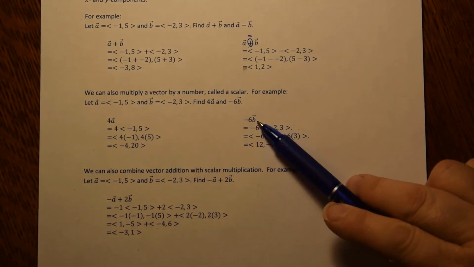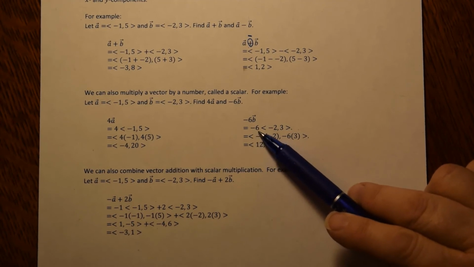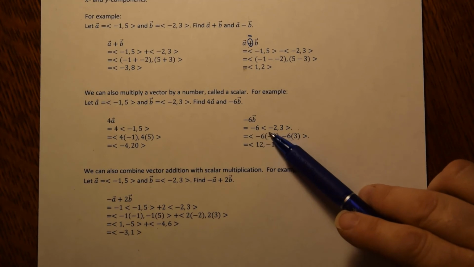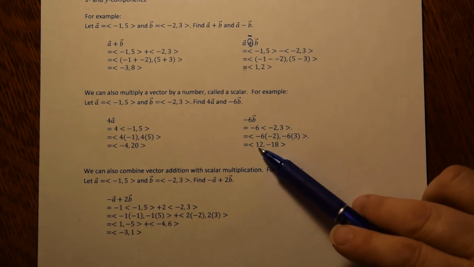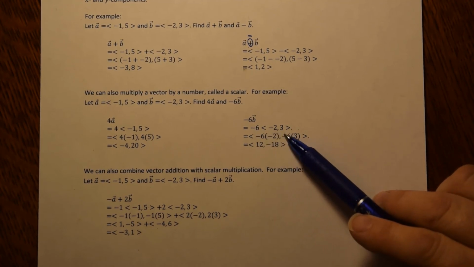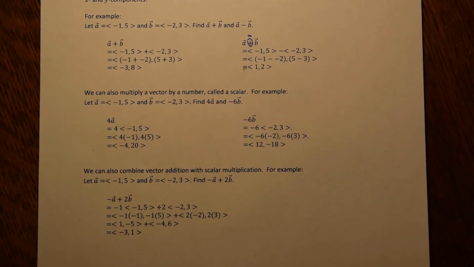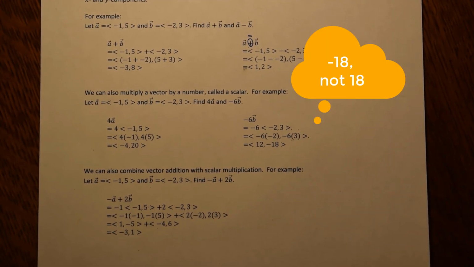-6 times vector B, we would just take the -6 and distribute. And so -6 times -2 is 12, and -6 times 3 is -18. So the answer would be the vector 12, -18.